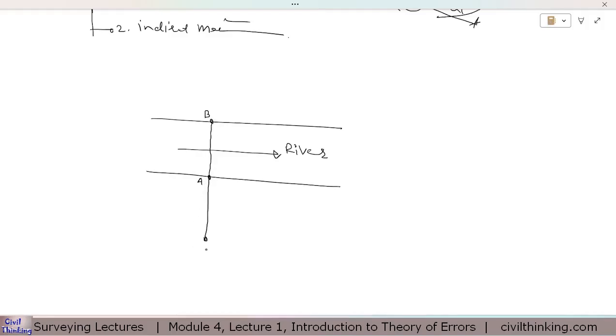So for example, let us say this point was C. From C to A you can measure with the help of a chain or a tape very easily. But what do we do here? So we will apply some indirect measurements. In this, A to B is the width of the river. Let us say this is W, the width of the river, and you want to measure it.